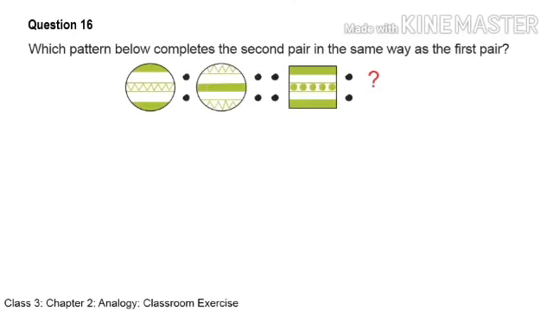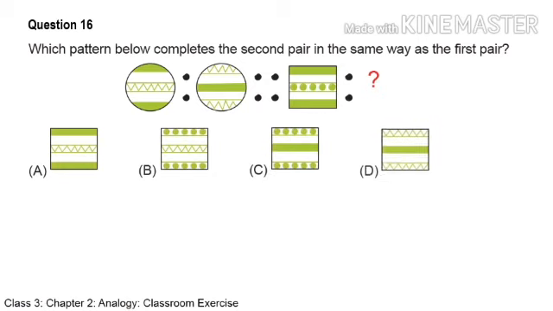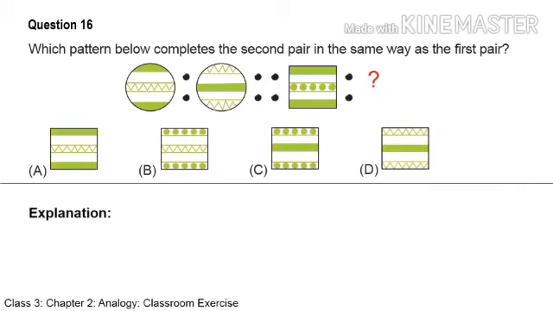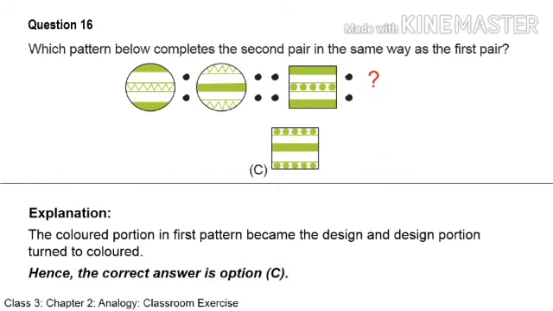Let's move on to the next example. Find out which pattern below completes the second pair in the same way as the first pair. We have options A, B, C, or D. Look at all the options carefully. Do you find the answer? Yes. The colored portion in the first pattern became the design, and the design portion turned to colored. Hence, the correct answer is option C.